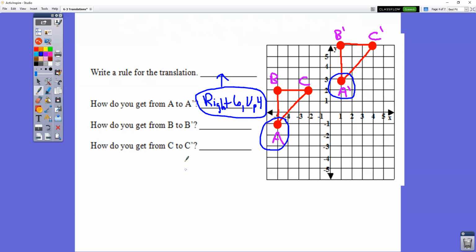Right 6, up 4. Now you could have found B to B prime. 1, 2, 3, 4, 5, 6. 1, 2, 3, 4. It's the exact same thing. You could have done C to C prime. 1, 2, 3, 4, 5, 6 to the right. 1, 2, 3, 4 up. All of these are going to be the same. So you can literally choose whatever one you want to.